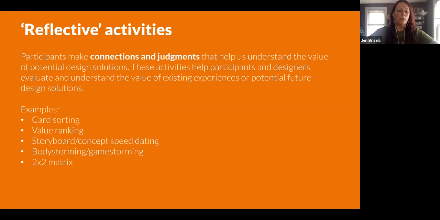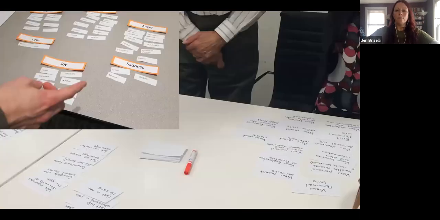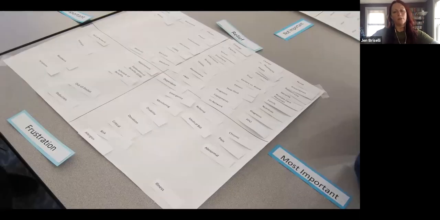A 2x2 matrix, I'm a sucker for 2x2 matrices. I love this activity. I do it almost all the time. What's on the axes depends on every different type of workshop you're doing, but let me skip ahead real quick to show you one. So this was one where, gosh, I don't even remember if this was related to health, but you can see the axes here are from relief to frustration and then least important and most important.